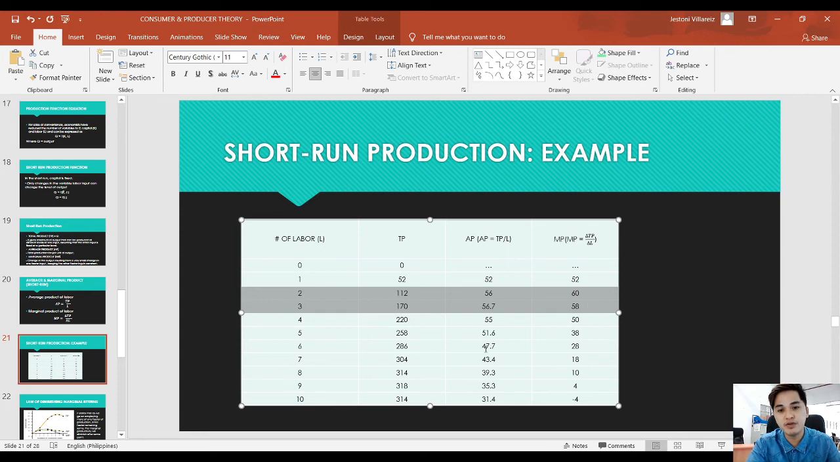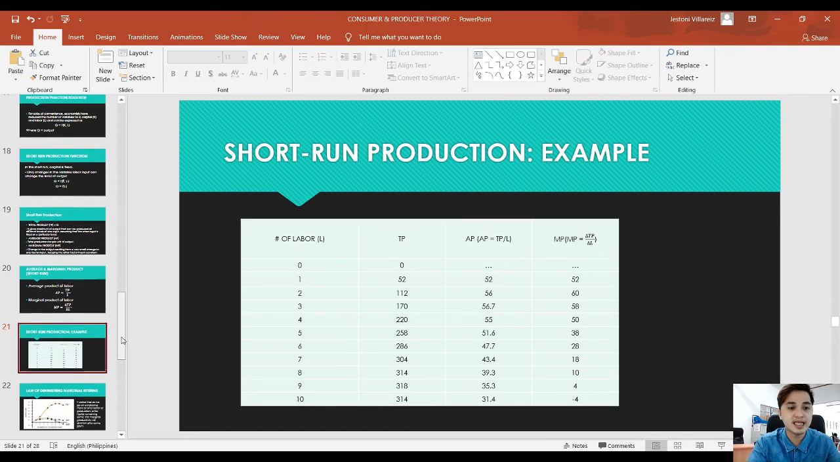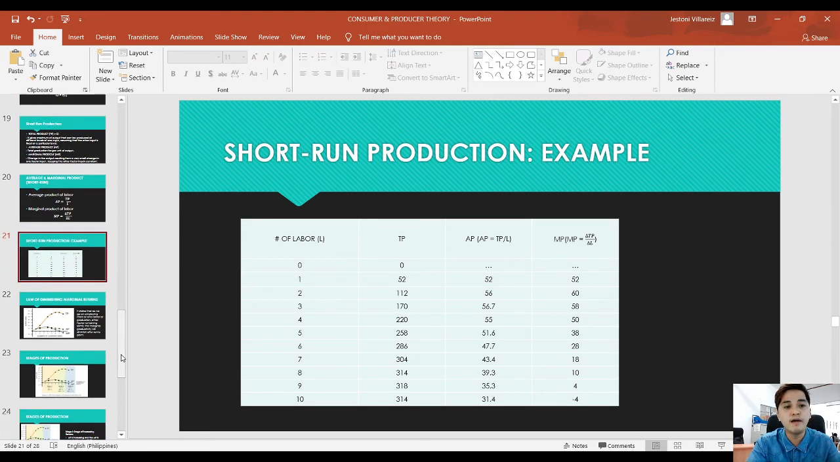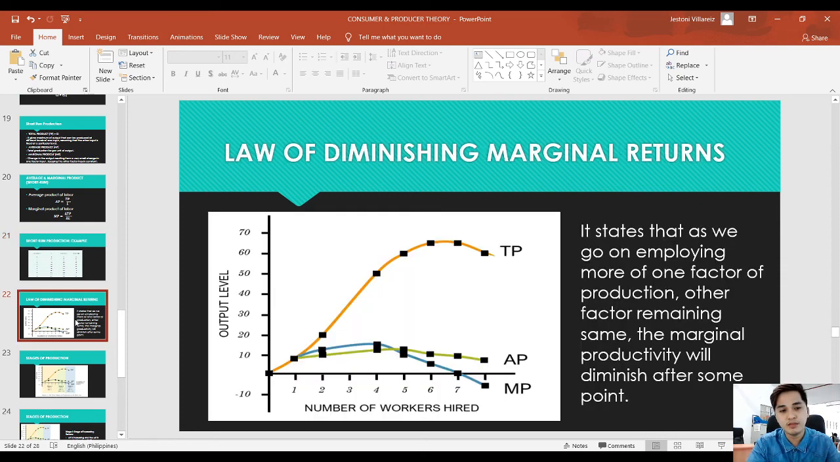Because if you add more, though you are getting higher productivity, let's say sa 6, but the output added per additional labor is just 28. So that's how suppliers analyze their decision and on how many inputs they have to choose. Now if we base it on the graph, this is how it looks like.